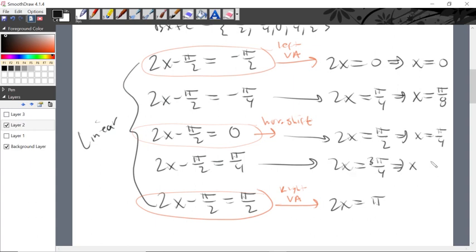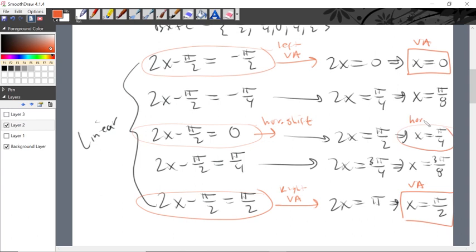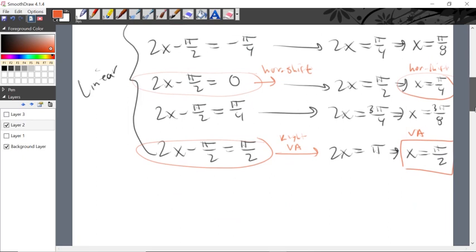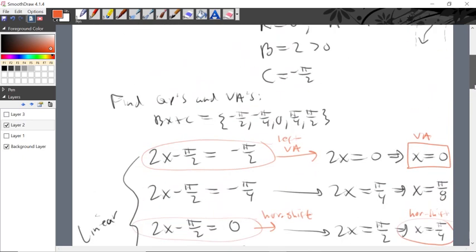In the fourth equation, x is equal to 3 pi over 8. And in the fifth equation, we will have a vertical asymptote at x is equal to pi over 2. We have a vertical asymptote here. We have a vertical asymptote here. Okay. And this is the amount of the horizontal shift. And we can go ahead and start creating our graph now.